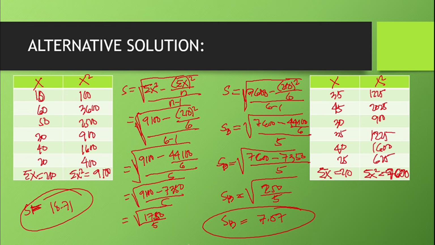means that, again, B performs consistently, or is less variable, compared to A. So A is more variable, more scattered or dispersed, compared to brand B. So again, this is the alternative solution for the standard deviation.